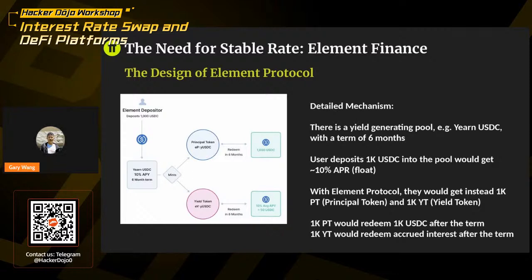the term. So the accrued interest will be 50 USDC, since the 10% times half a year is 5% total interest rate, and 5% times the 1,000 is $50. So the 1K yield tokens will redeem the accrued interest, which is $50, as is shown in this figure after 6 months. Cool.